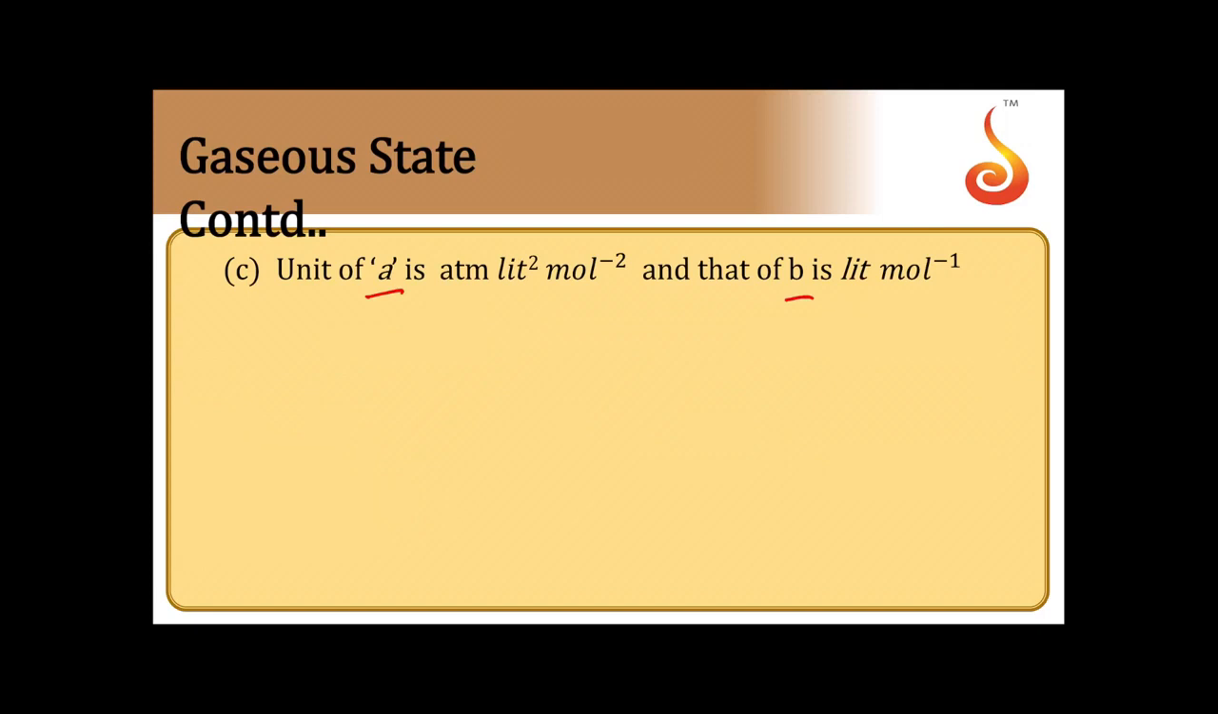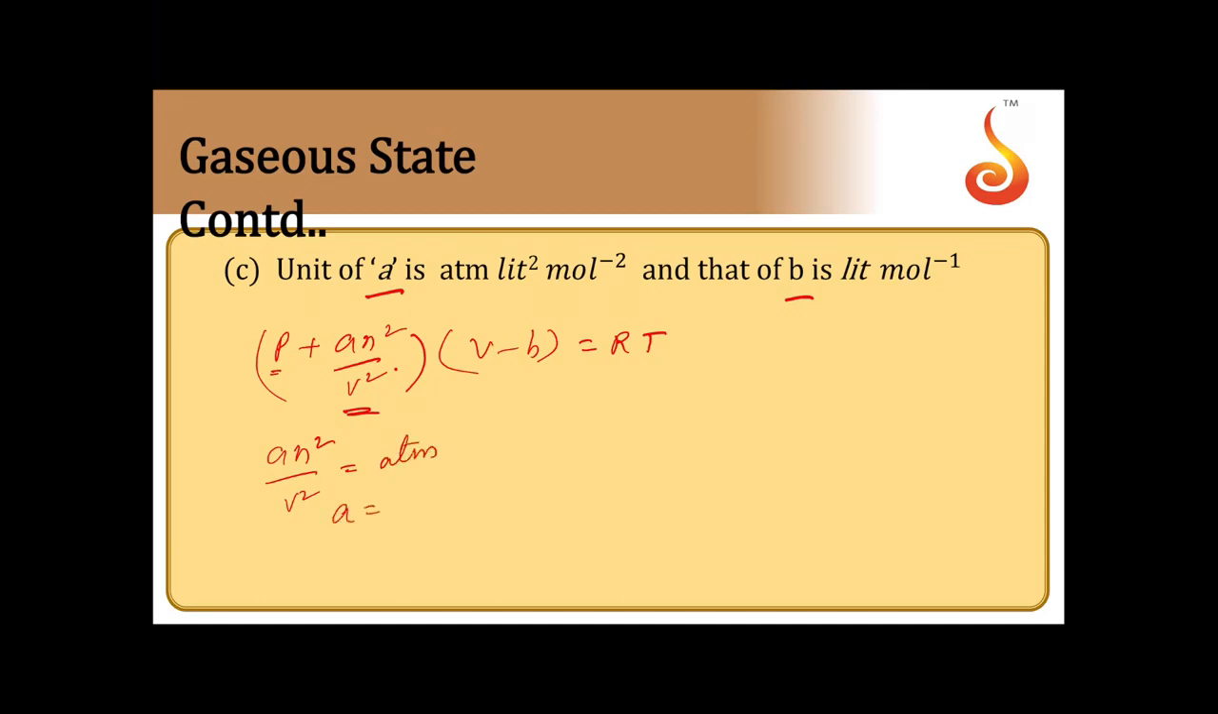That is, if you are observing the equation (P + an²/V²)(V − b) = RT, now an²/V² must have units of pressure, because we are adding this term to the pressure term there. So an²/V² should have units of pressure, that is atmospheres.